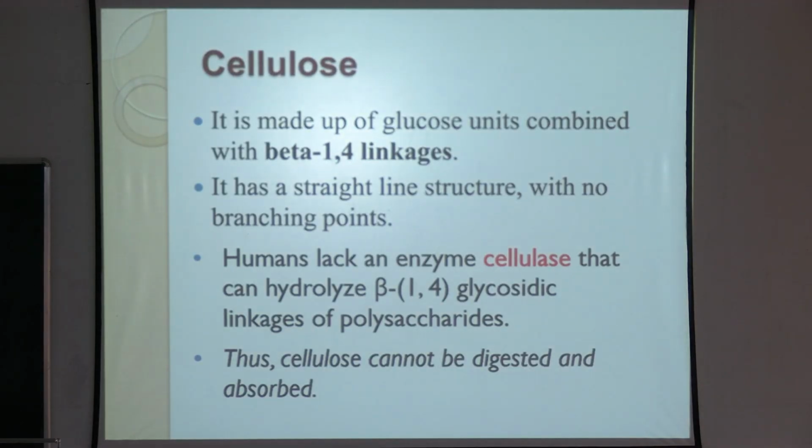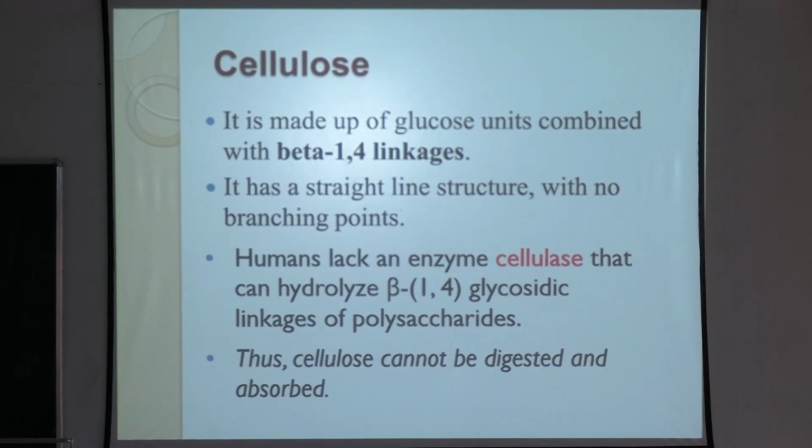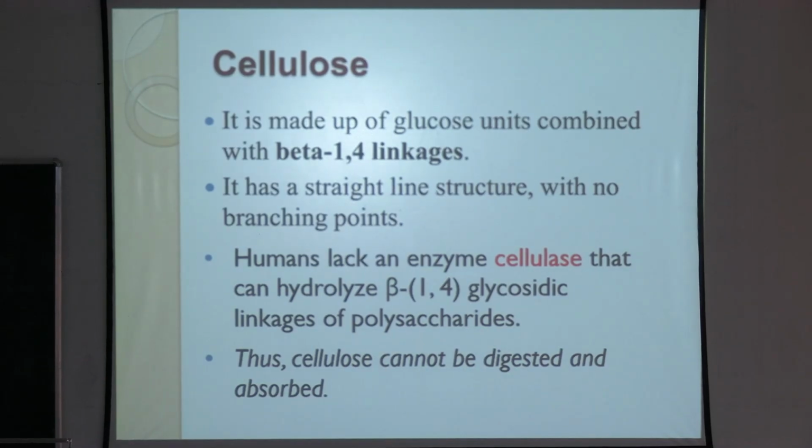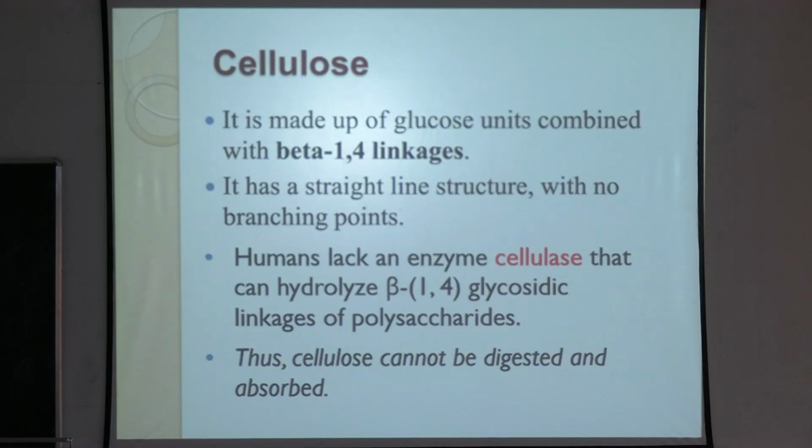Now come to cellulose. Cellulose is a structural polysaccharide of plants. It is made up of glucose units combined by beta 1,4 linkage. Okay, so till now starch and glycogen, all we studied were in alpha 1,4 glycosidic linkage. Here comes the cellulose, which is beta 1,4 glycosidic bond. It is a straight linear structure with no branching point.